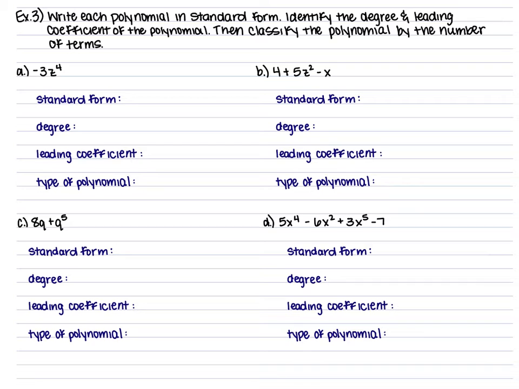So in example 3a, we're given negative 3z to the 4th power. This is only one term, so in standard form, it is what it is. It's just that negative 3z to the 4th power. The degree of this polynomial is the 4. Your leading coefficient is the negative 3. And the type of polynomial that you have here, it's one term, so it's a monomial.